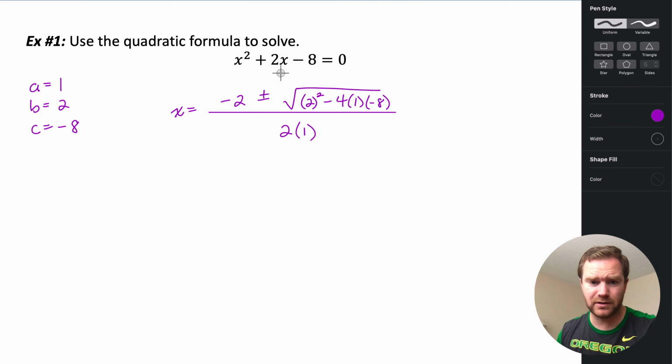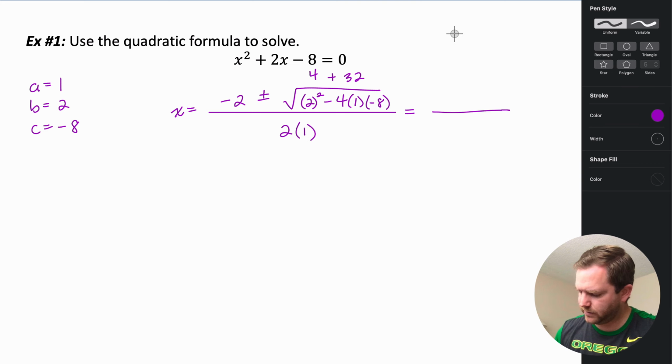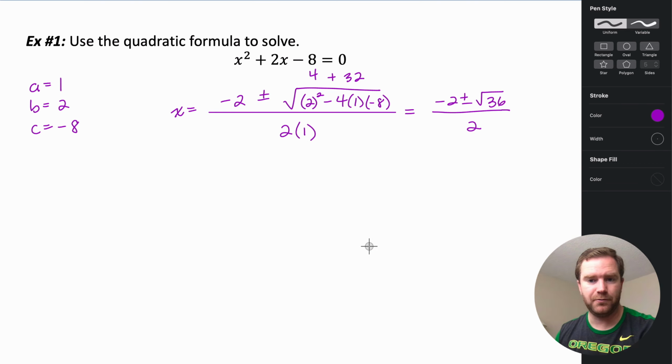And now you just basically go through and do all of the simplifying. So 2 squared, that's 4. Negative 4 times 1, that's negative 4. Negative 4 times negative 8, a negative times a negative is positive, and that's going to be 32. And then 2 times 1 is 2. So what do we get here? We're going to get negative 2 plus or minus the square root of 4 plus 32, that's 36, and that's all divided by 2.